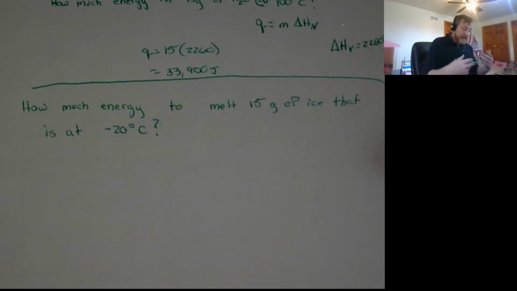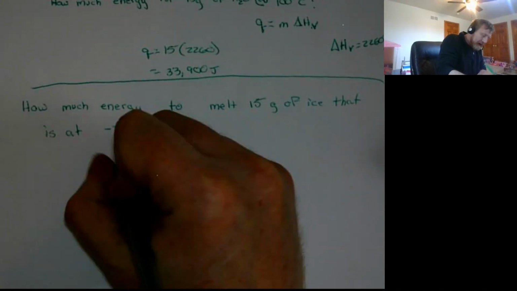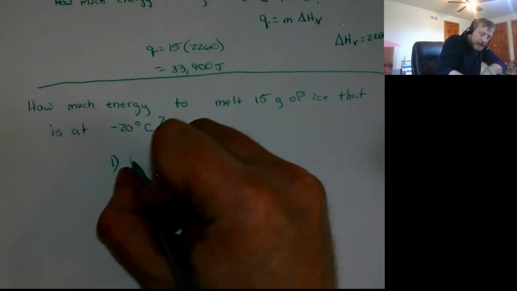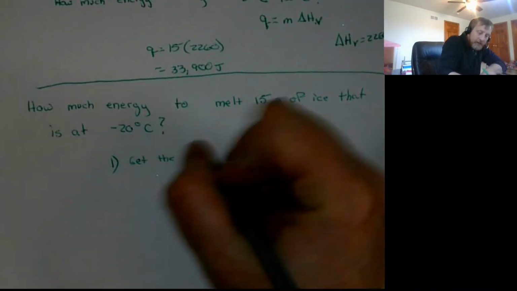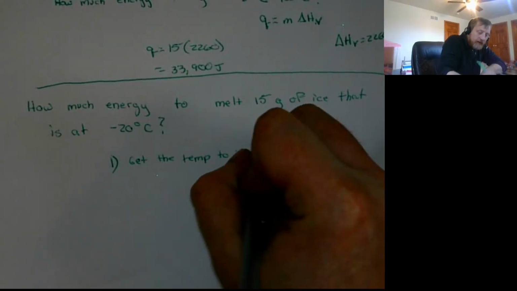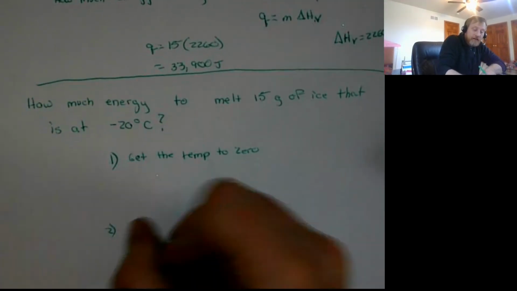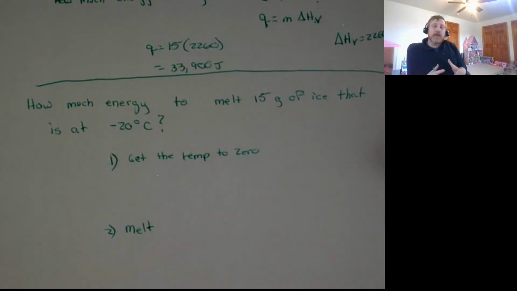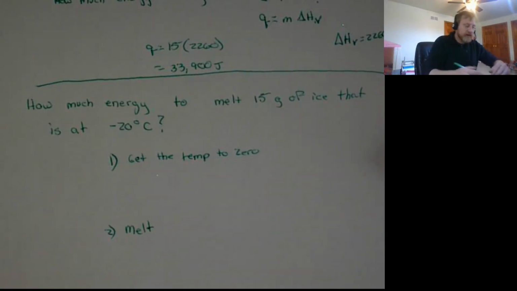And so, for example, this next problem: how much energy to melt 15 grams of ice that is at negative 20 degrees Celsius? This is going to take 2 steps because we can only melt ice at 0 degrees Celsius. So the first step is get the temp to 0. And then once our temperature is 0, then we can melt it. Okay, so our first thing, get the temp to 0. Now this is a temperature change problem. We've done these in the past.